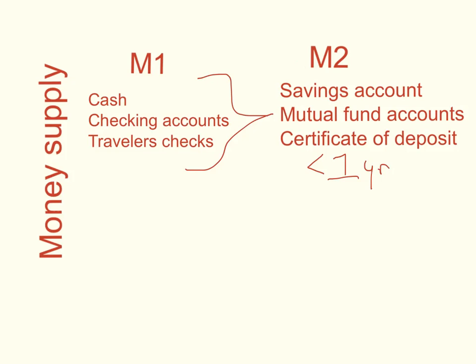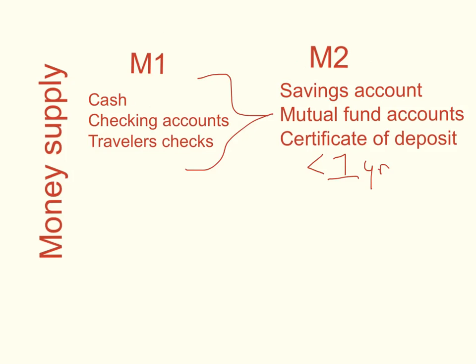You may be able to withdraw it, but the bank would be charging you a fine or a fee for taking your money out earlier. So we do count CDs that have 1 year or less until the owner of that CD will be able to claim their money. So as you can see, everything in M2 is not as liquid as everything in M1.